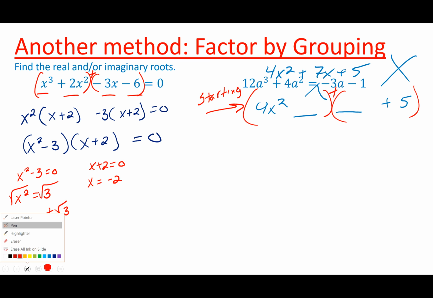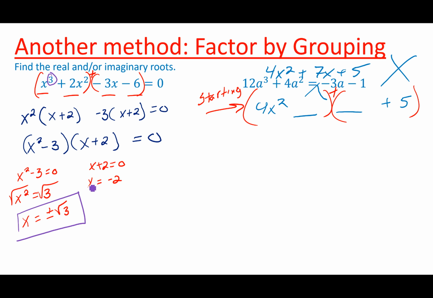So my original problem was x cubed, so it's a degree 3 polynomial, so that tells me I'm going to have 3 solutions. My 3 solutions are a positive root 3, a negative root 3, and a negative 2.